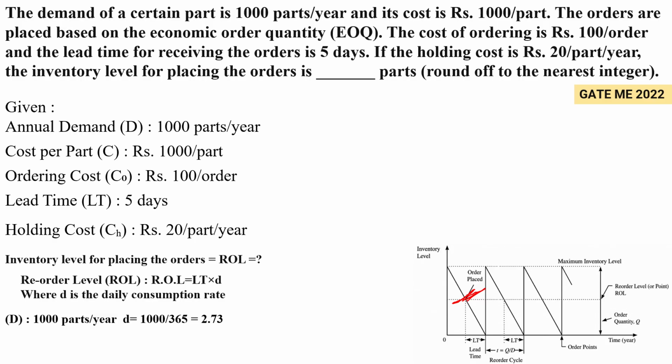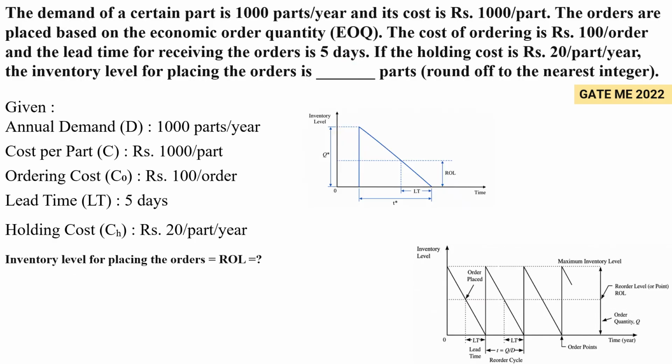Daily consumption rate is equal to the annual demand divided by 365 days. Then small d, daily consumption rate equal to 2.73. Then reorder level equal to the lead time into daily consumption rate which is equal to 5 into 2.73. Answer is 13.69, but you have to round off to the nearest integer, then 14 parts. So 14 is the answer.